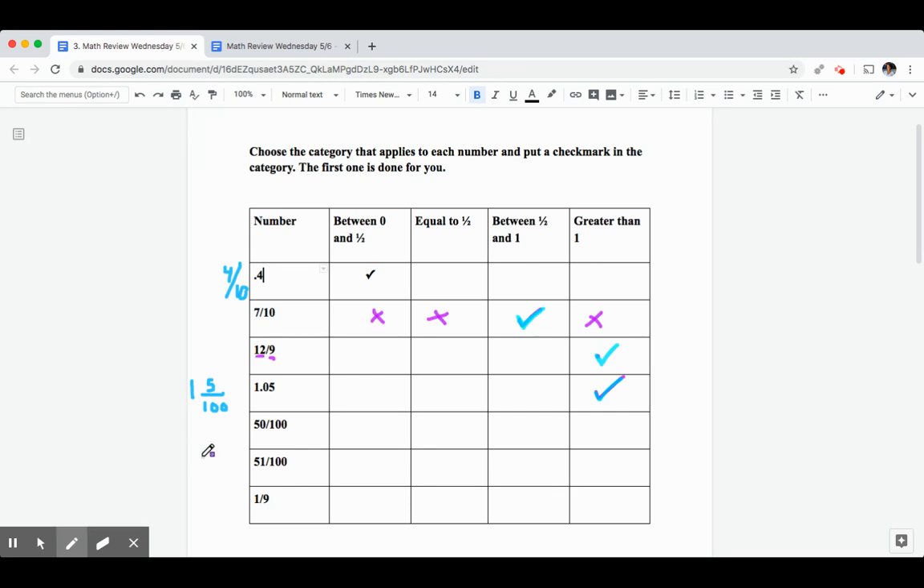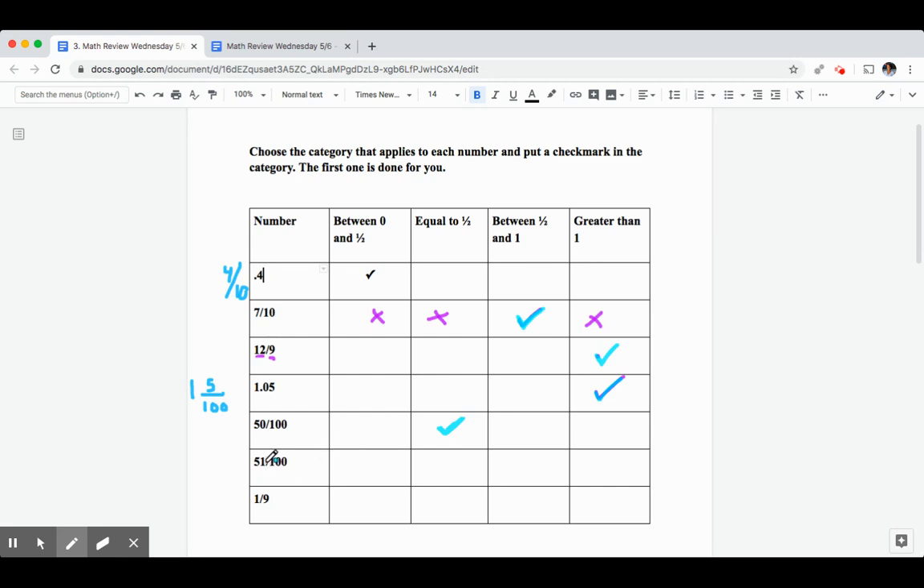Right, it's 50. So since our fraction is 50/100, we know that this number is equal to 1/2 because our numerator is exactly half of our denominator. 50 is 1/2 of 100.